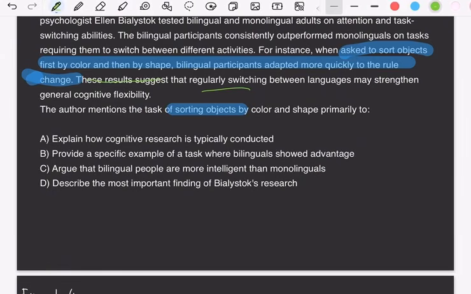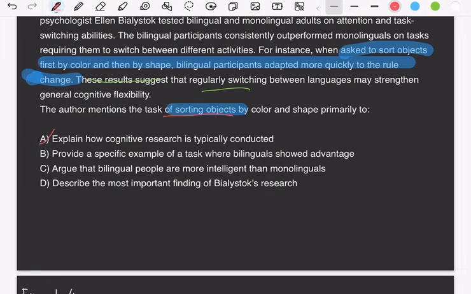Let's go to the first one. Explain how cognitive research is typically conducted. This is not showing the results, because we want the results of it. We don't want the method. So I'm just going to ignore this answer.